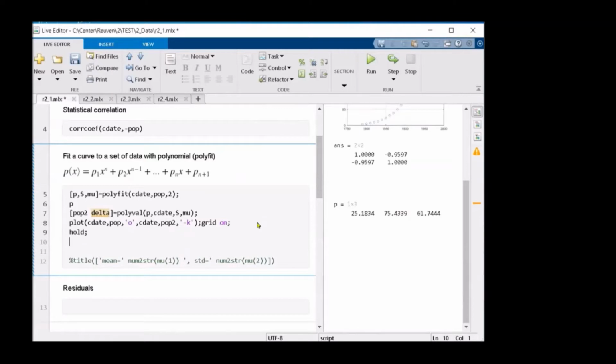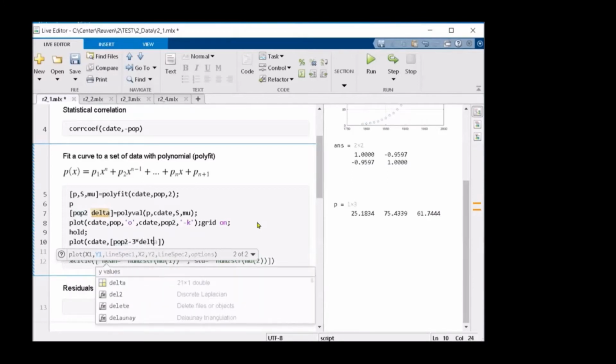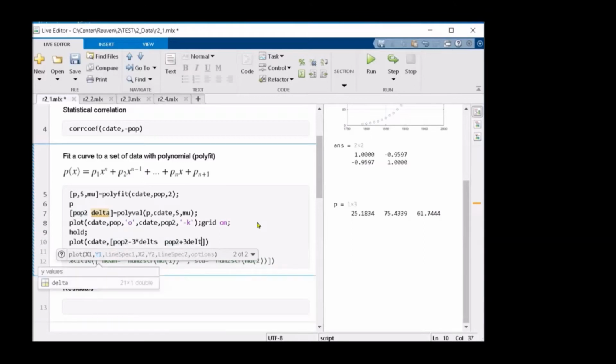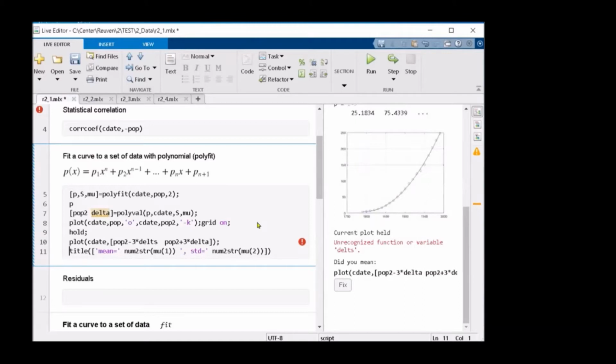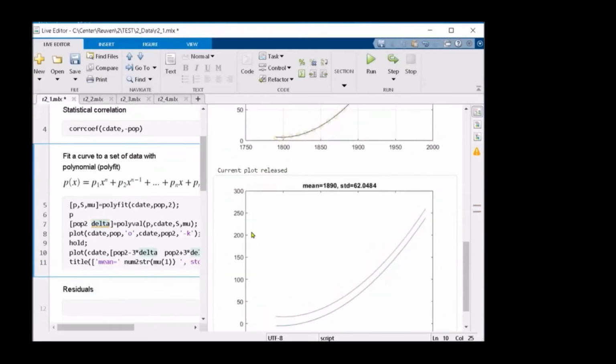Delta just explains the minimum errors of this our estimation. Let's do it. Plot C date. Here we will use our estimation minus 3 delta, also our estimation with plus. Multiply, sorry. And also grid we have, and title we can open the title. Let's see if there is no mistakes. No, there is a mistake. Draw delta instead of delts. Okay, let's delta.